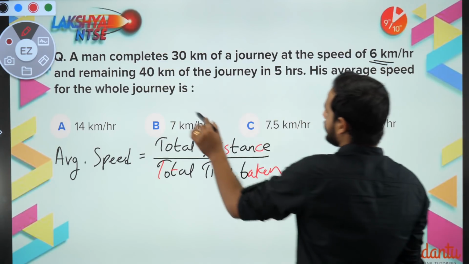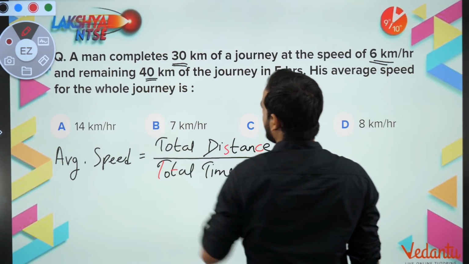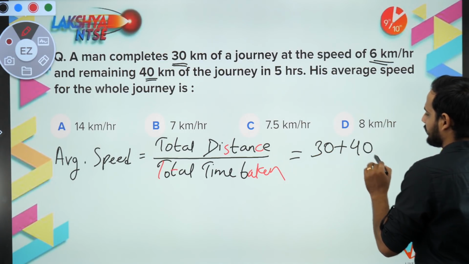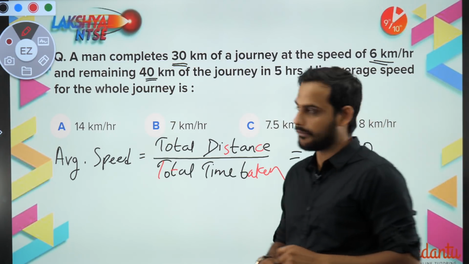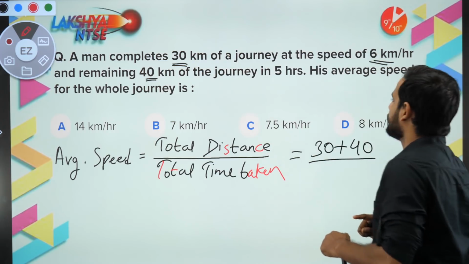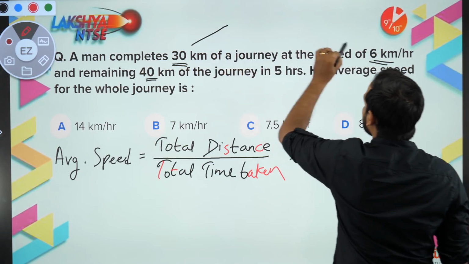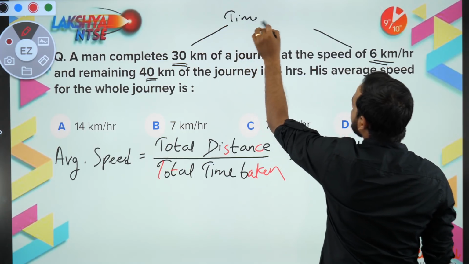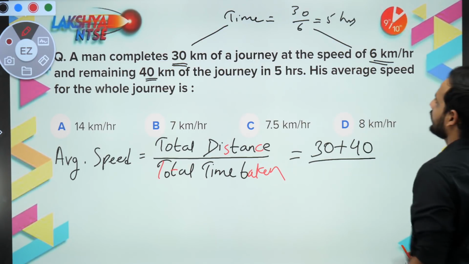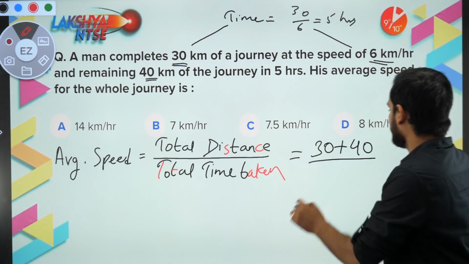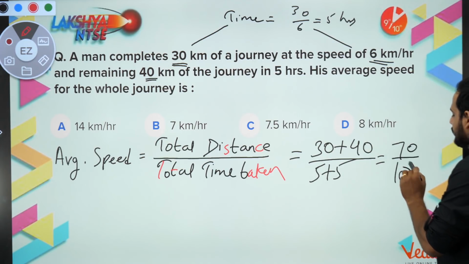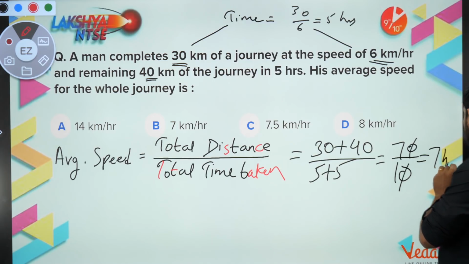So let us see, what is the total distance? Total distance is 30 km and 40 km, so 30 km plus 40 km is 70 km. Now let us see what is the total time taken. In the first part, 30 km at the speed of 6 km per hour, so time will be distance upon speed. 30 upon 6, which is 5 hours. Correct? So 5 hours in the first part and 5 hours in the next part, total 5 plus 5, 10 hours. So you get 70 by 10, which is equal to 7.